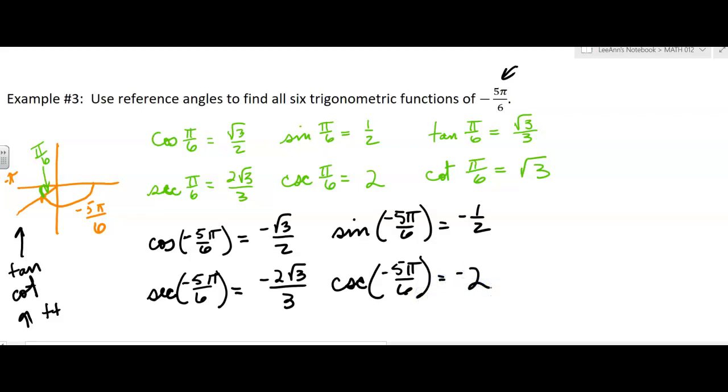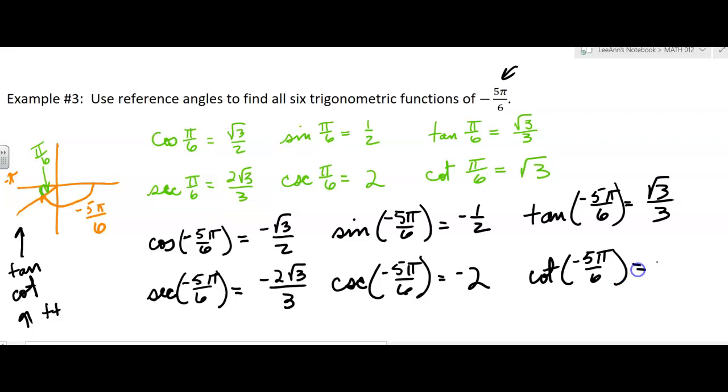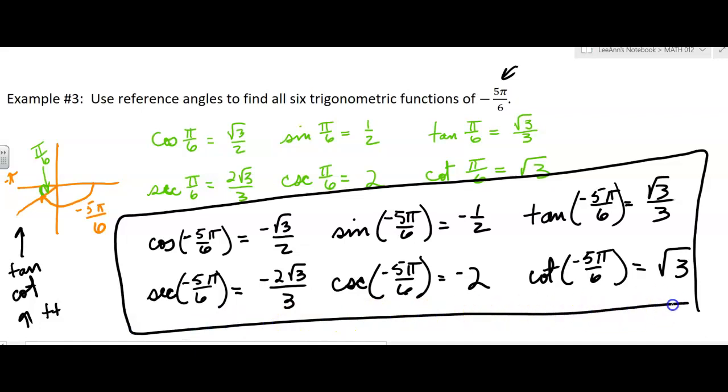And then now tangent and cotangent, those are going to be positive. So tangent of negative 5 pi over 6 is the square root of 3 over 3. And cotangent of negative 5 pi over 6 is the square root of 3. These are the answers. So we drew it out, found the reference angle, used the information we know from our special angles, and then you have to determine which ones are positive and which ones are negative, okay? And we were in the third quadrant.